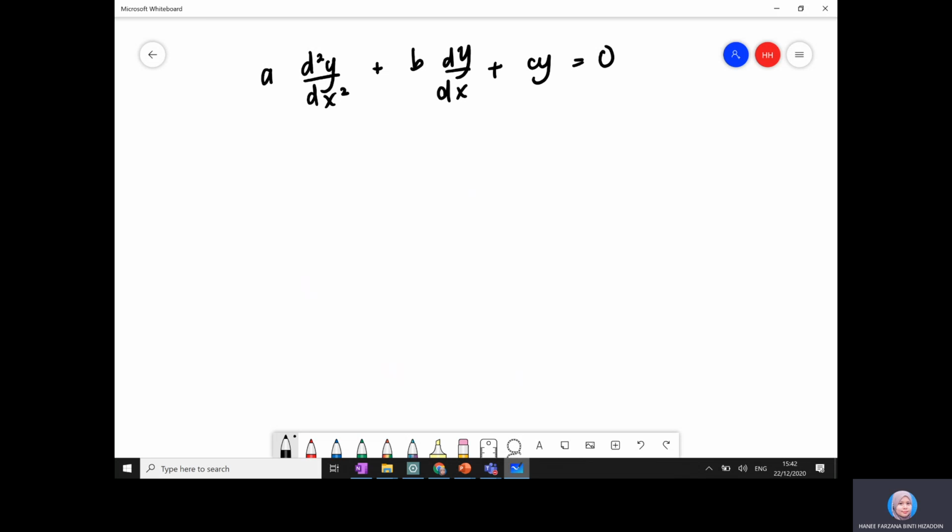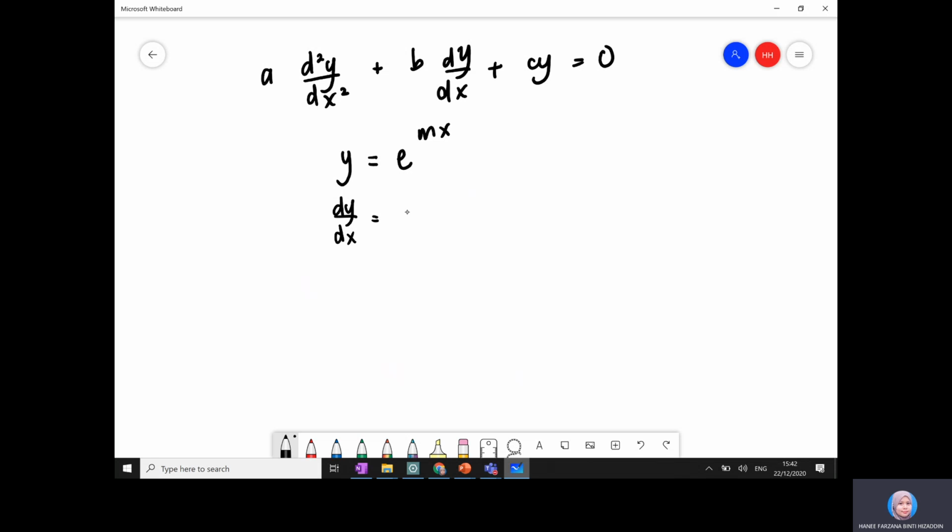Cy equals to 0, and you are given that the solution to this ODE is e to the mx. So first we need to verify whether this y equals e to the mx is the solution to the given ODE. So from this y, we find out what is dy/dx, and we find out what is the second derivative of y with respect to x.